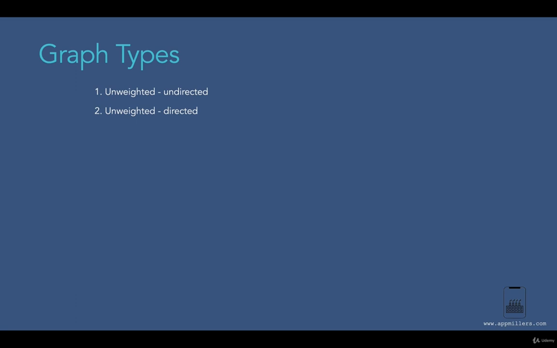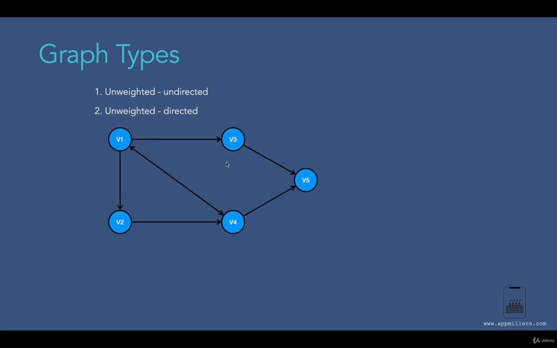The next category is unweighted directed graph. In this graph you can easily see that there is a direction in each edge, but there is no weight associated with these edges. So that's why it is unweighted. And this is directed because you can easily see that from V1 I can go to V2, but from V2 I cannot come back directly to V1, because from V1 to V2 we have only one direction. This arrow shows that it is only a one-way direction from V1 to V2.